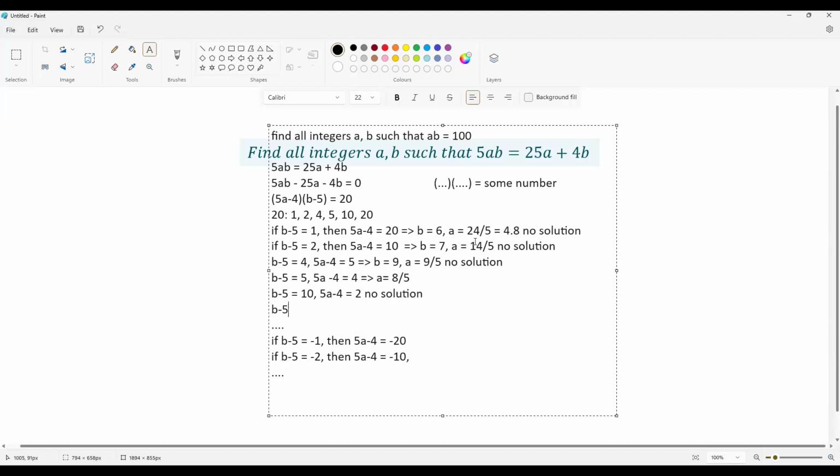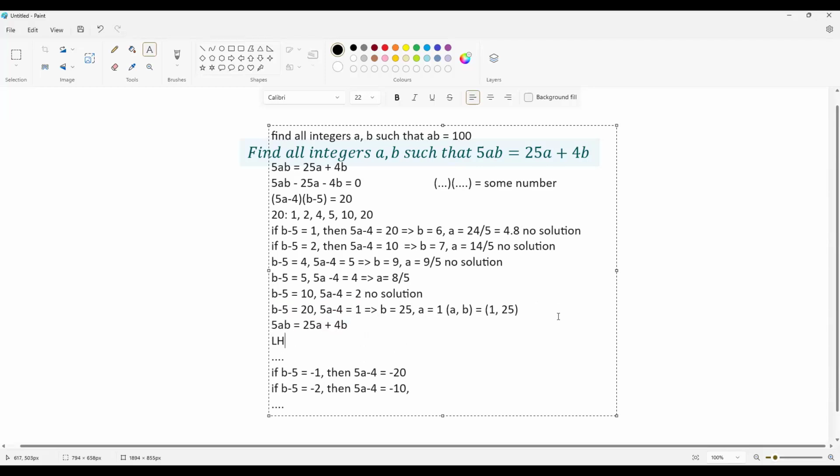No solution. Well, here is a solution. It means b is equal to 25 and a is equal to 1. So ab is equal to 125. And if we substitute that back into the equation 5a equals 25 plus 4b, the left-hand side is equal to 5 times 1 times 25, and the right-hand side is equal to 25 times 1 plus 4 times 25, so 125.